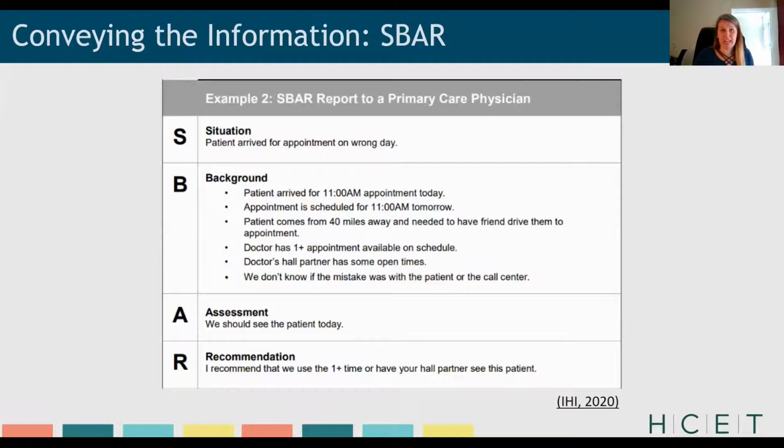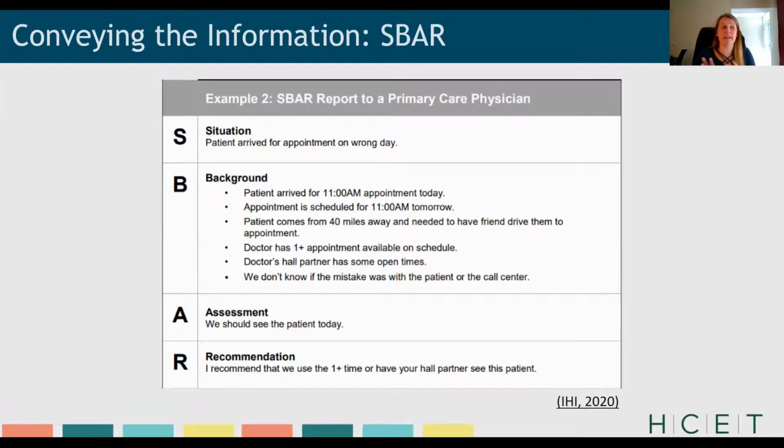The doctor does have one appointment available on the schedule, and the other doctor in the office does have some open times. We're not sure if the mistake happened with the patient scheduling the appointment or maybe with a call center. So the assessment will be, we should see the patient today, and I recommend that we use the one available time slot we have for your hall partners to see this patient.